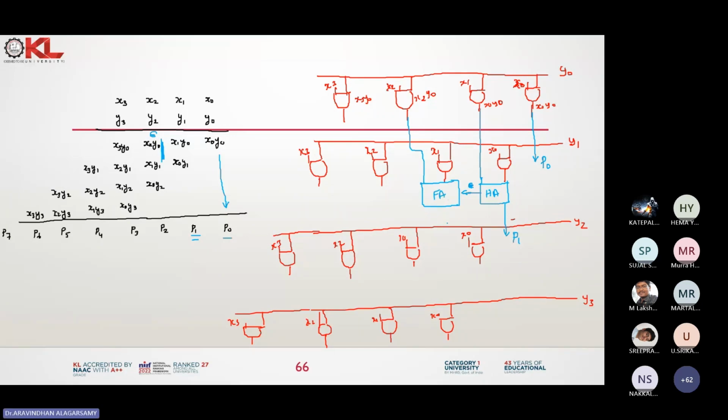So this full adder output gives the sum and carry. And this has to be X0 added with Y2, so that we can add with this. This becomes a half adder. This output becomes P2. Yes or no? Yes, sir. So this carry will be propagated to the next stage.